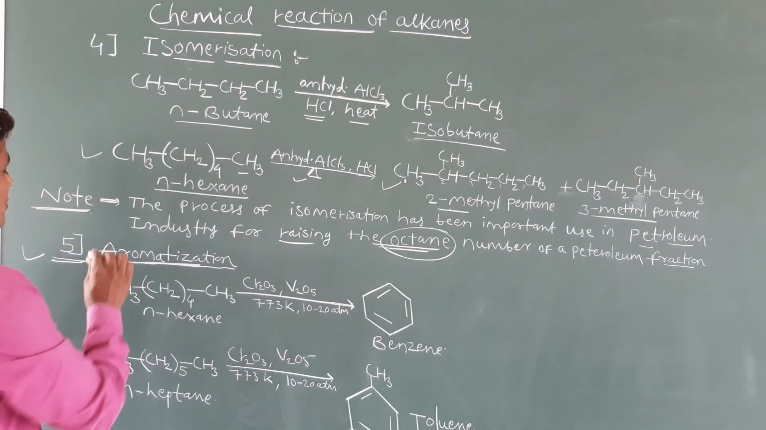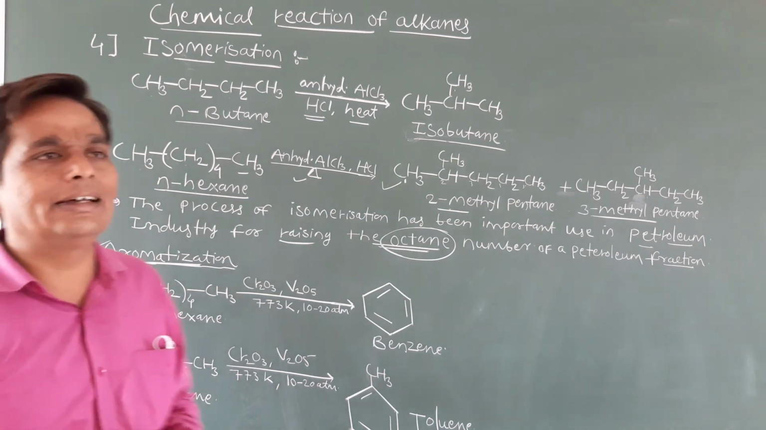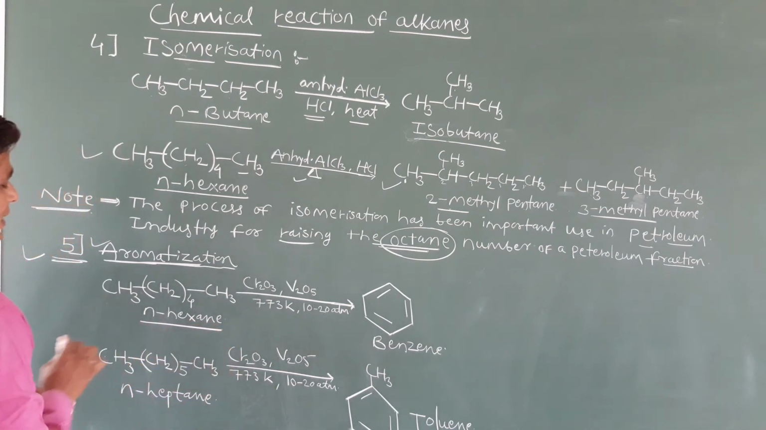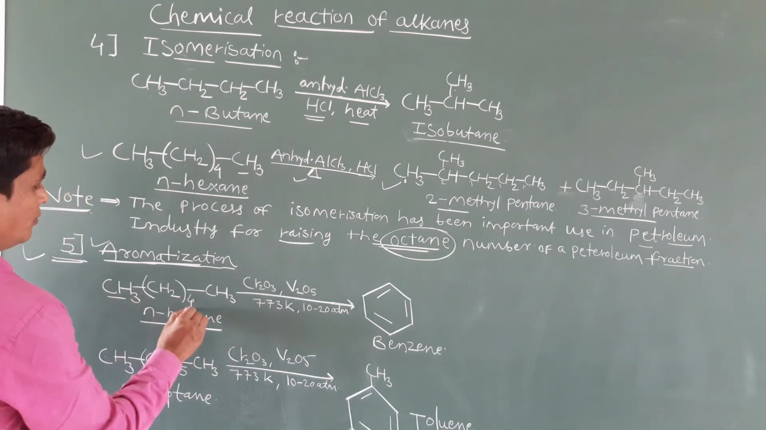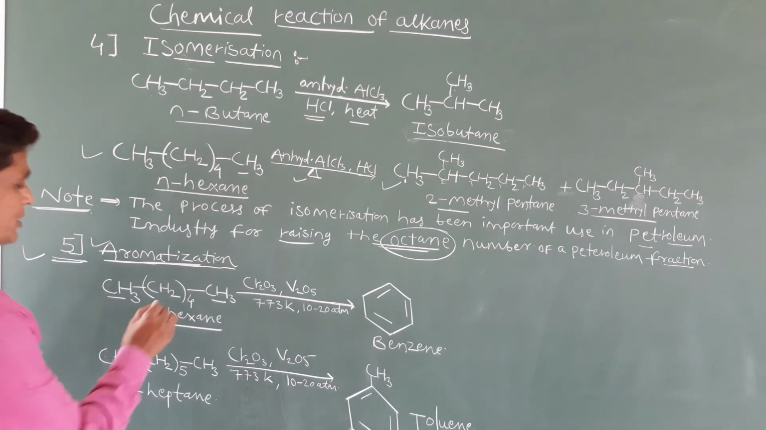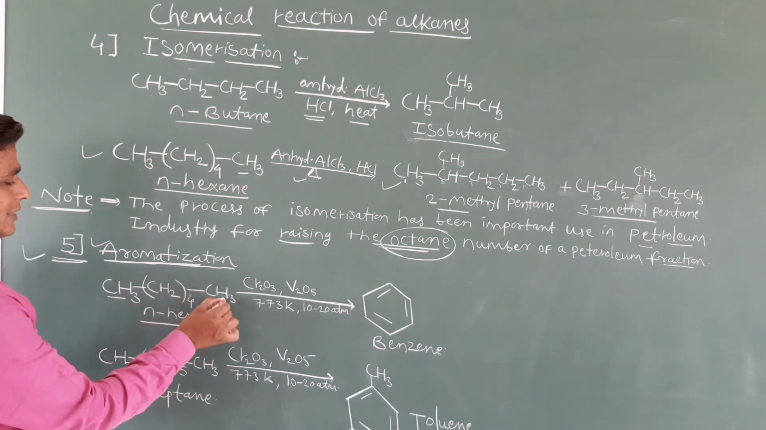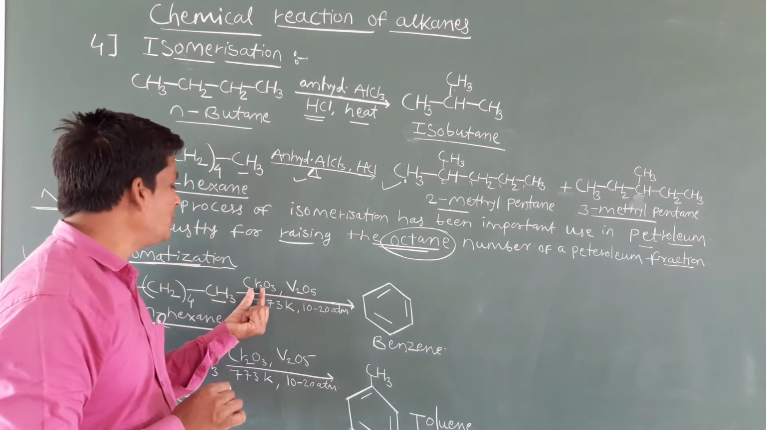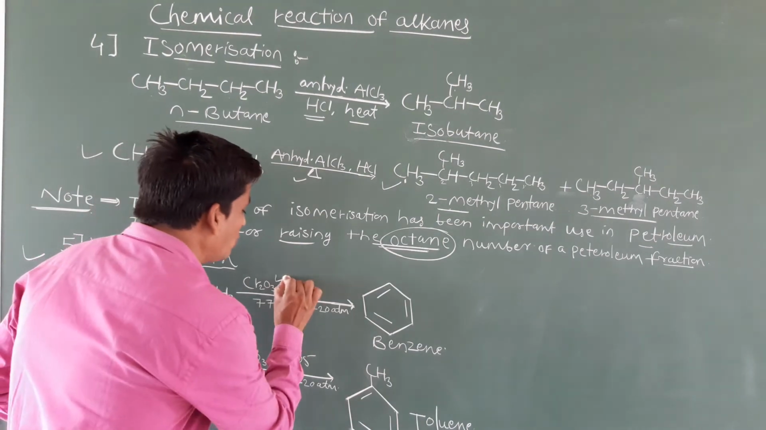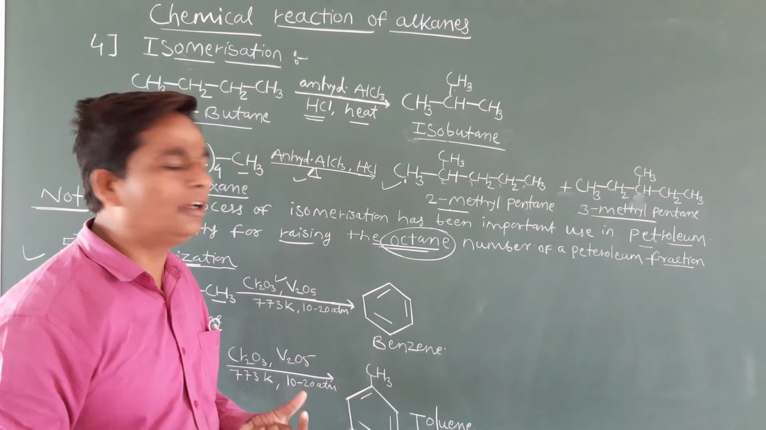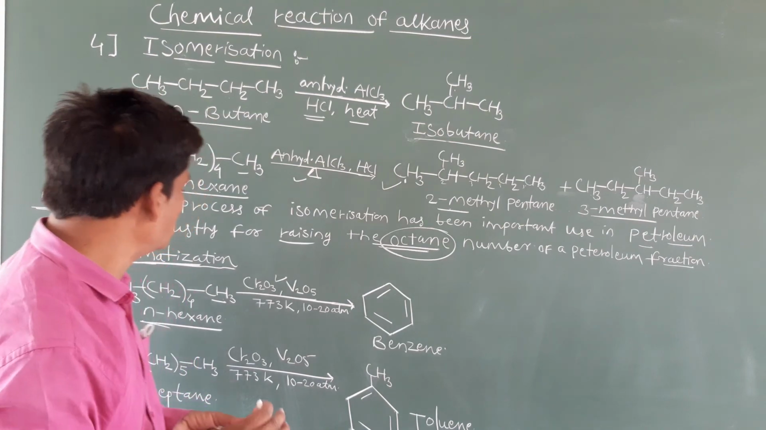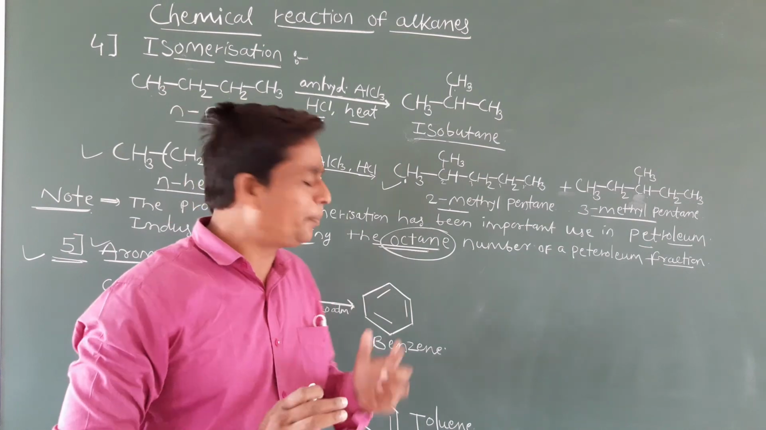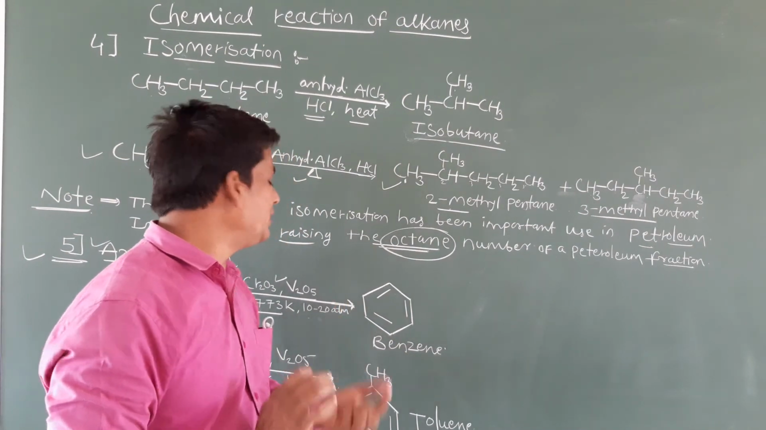See here, in aromatization we are simply taking the n-alkanes. Here I have taken n-hexane, a straight chain: CH3, CH2 four times, and again CH3. It undergoes aromatization in the presence of chromium trioxide, Cr2O3, and V2O5. What is V2O5? Vanadium pentoxide. This catalyst is used, and we heat at 773 Kelvin and maintain a pressure of 10 to 20 atmospheres.